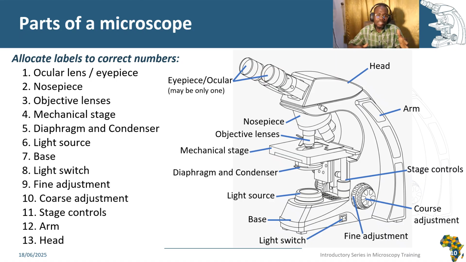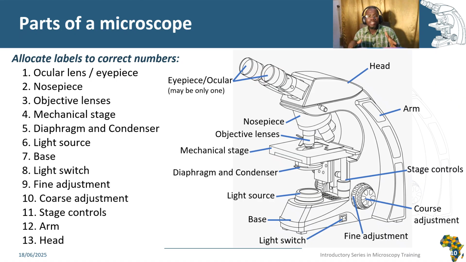Arm is a part that connects the body to the head of a microscope, and it is used in carrying the microscope. The body tube holds and aligns the two sets of lenses, that is, the ocular lenses and the objective lenses. The optical components are those parts that are responsible for magnifying the image and bringing it into focus. This includes the ocular lenses, the resolving nose piece, and objective lenses.